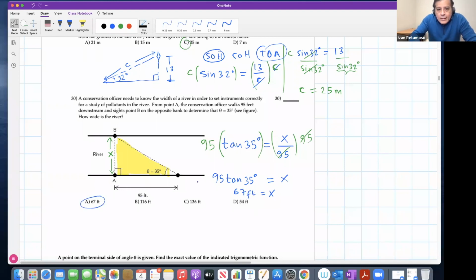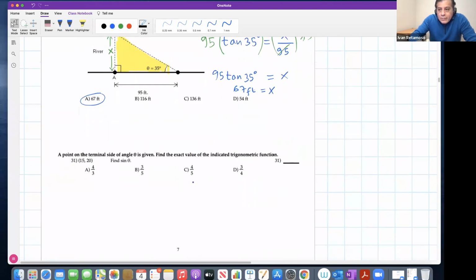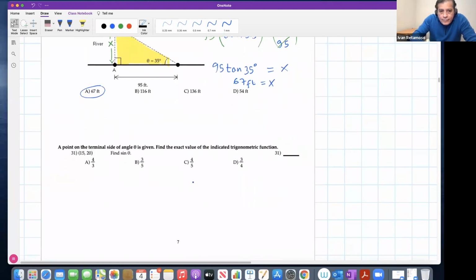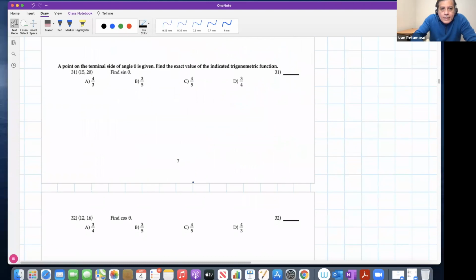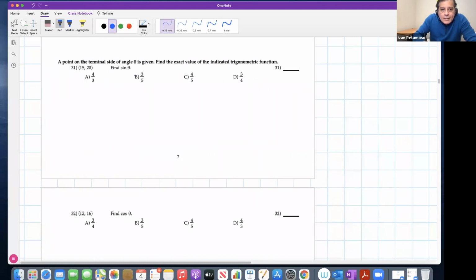Excellent. All right, guys, I hope with this you will be okay with the word problems. Let's move on. Let's talk about this other stuff. A point on a terminal side of angle theta is given. Find the exact value of the indicated trigonometric function, sine of theta.